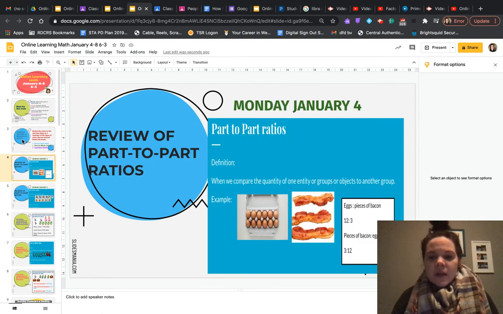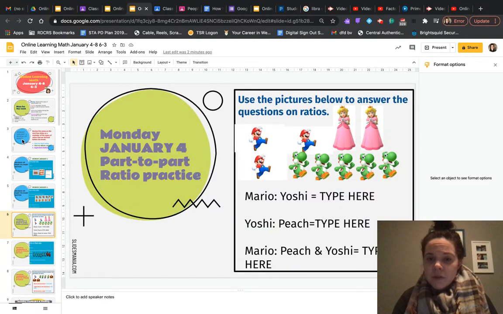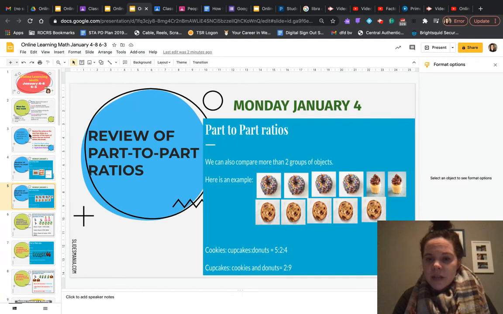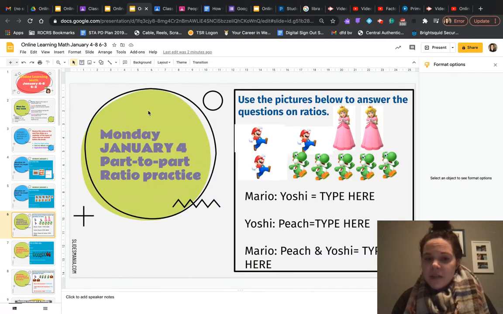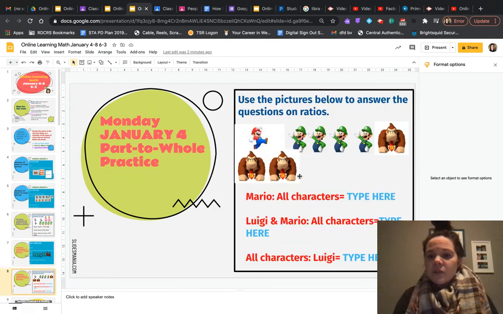So some slides you have to read just the information, like this slide. It's just a review. Okay, do you remember part-to-part ratios? Do you remember part to whole ratios? So for example, these last 2 slides you're just reading. This slide I'm asking you to write some part-to-part ratios for me using the pictures. Okay, then review part to whole ratios and then do some practice for me.